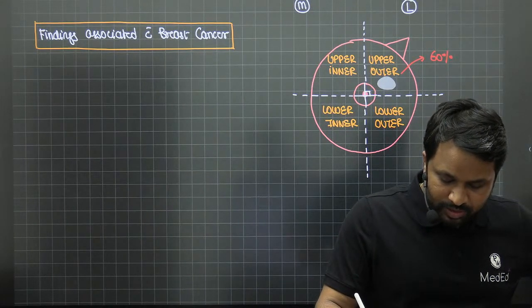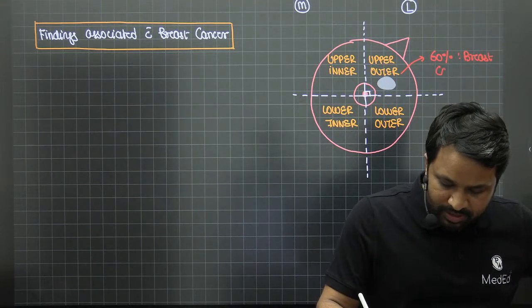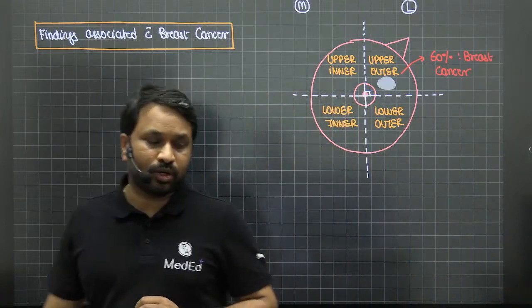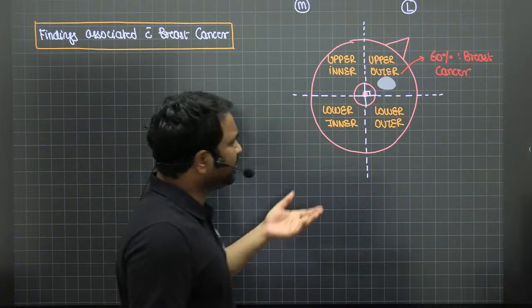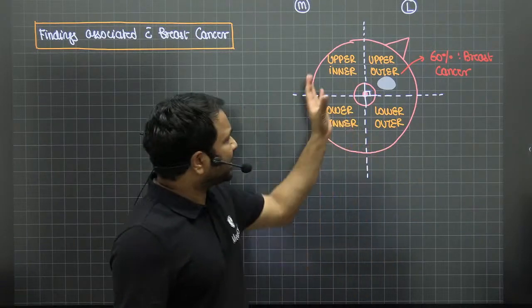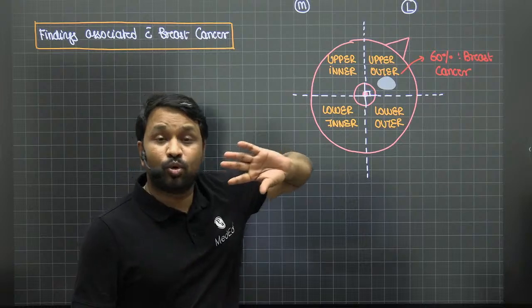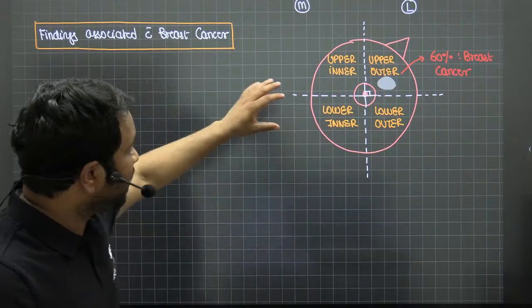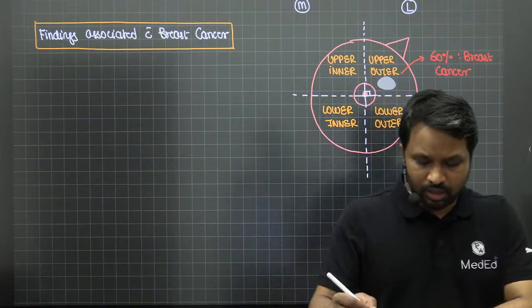of them is going to be associated. The 60% of breast cancer is going to arise from the upper outer quadrant. The reason being, there are two important reasons. Number one, the maximum amount of breast tissue is present in the upper outer quadrant, and the most number of TDLUs, that is the terminal ductal lobular units, are present in the upper outer quadrant. So hence, most common is going to be your upper outer quadrant.